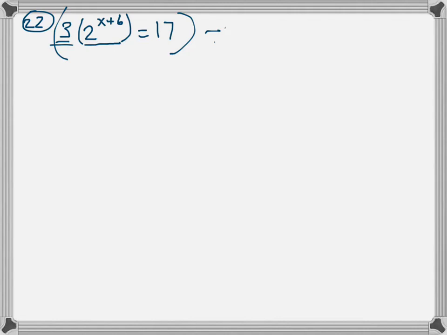Divide by 3. Now when I divide by 3, that does not affect that 2 that's right there, because if I multiply this thing, I'm basically multiplying by a third, so it's only going to get rid of this 3 in the front. It's not going to affect that 2 that's right here. Okay, so I'm going to have 2 raised to the x plus 6 power is equal to the fraction 17 over 3. Now I got to get rid of this.